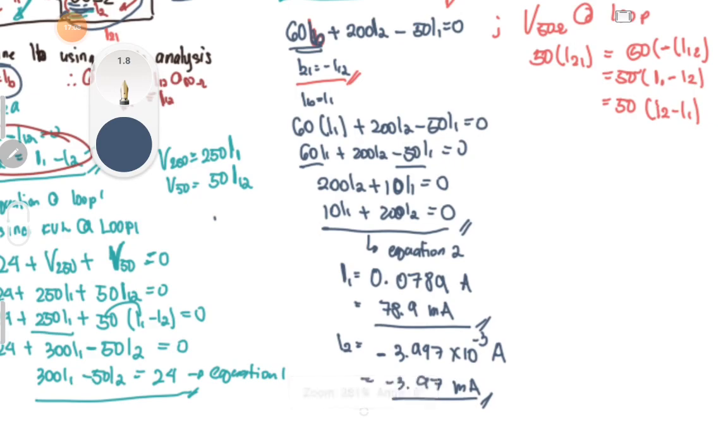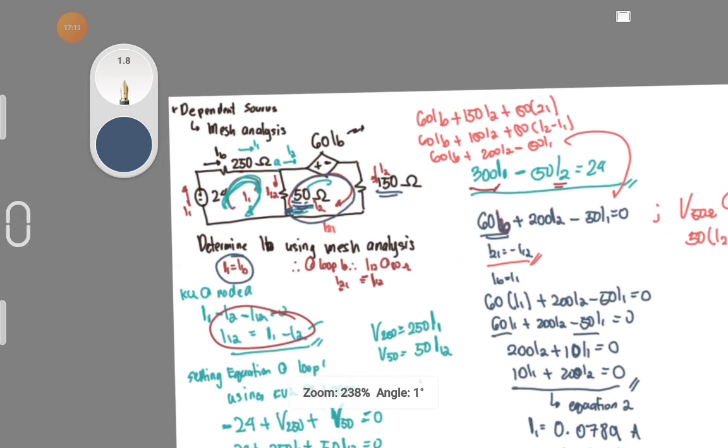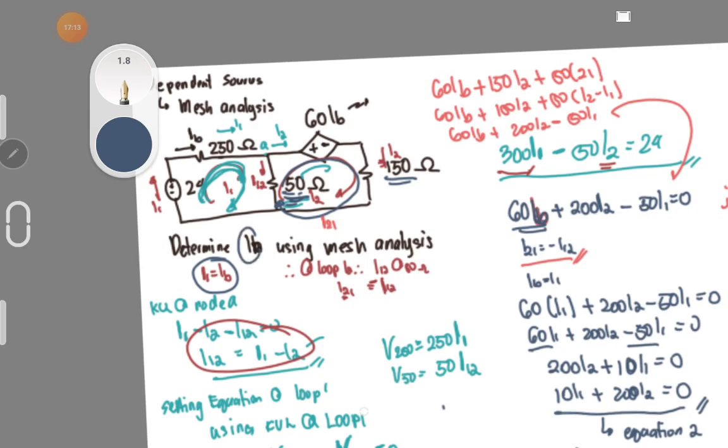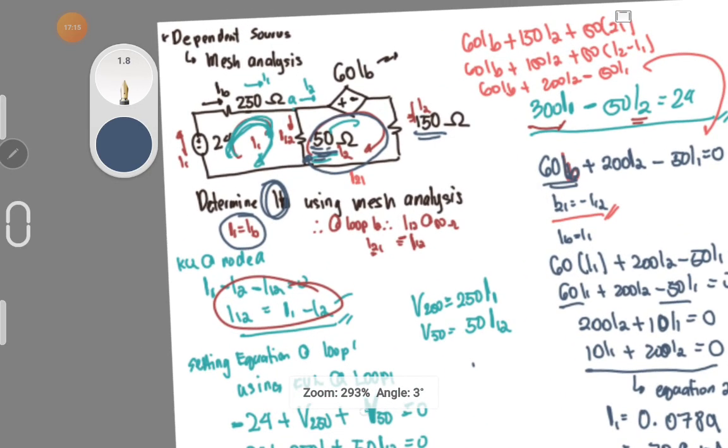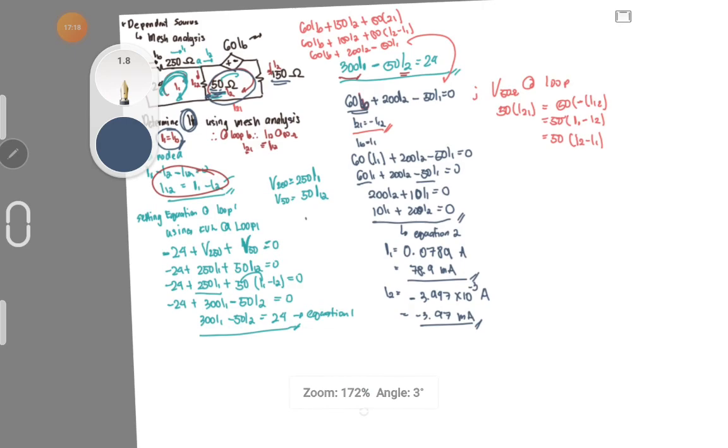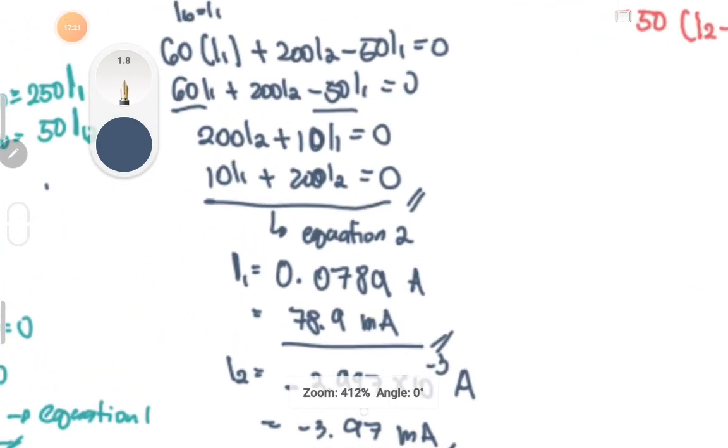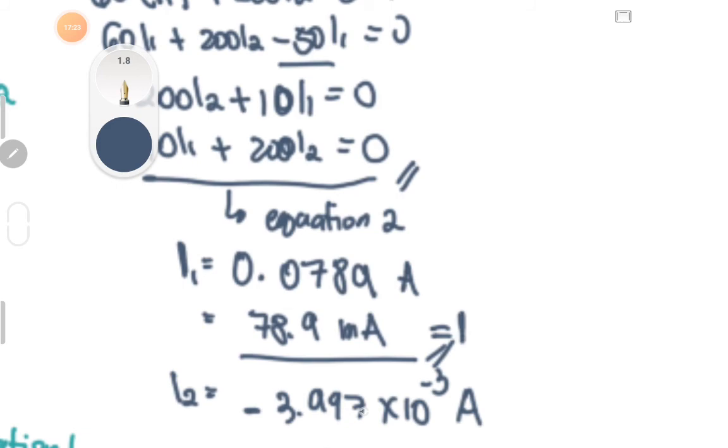So this is our I1. But the question is, determine the IB. So what is your IB? Take note that your IB is equal to your I1. So therefore I may say that your I1 is equal to IB, so it is equal to 78.9 milliampere. Okay? 0.0789. So kung mahirapan kayo, type nyo ng 0.0789 and then click ENG. You will have the scientific notation of your 78.9 milliampere.